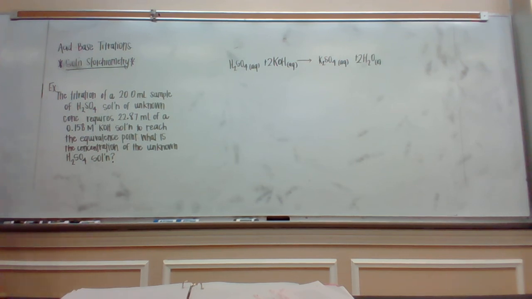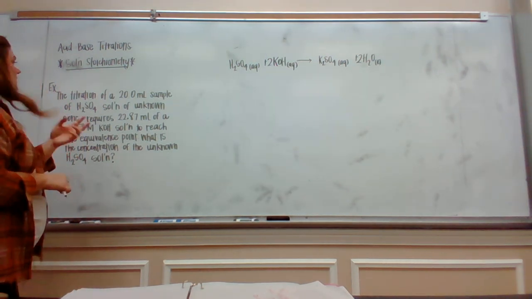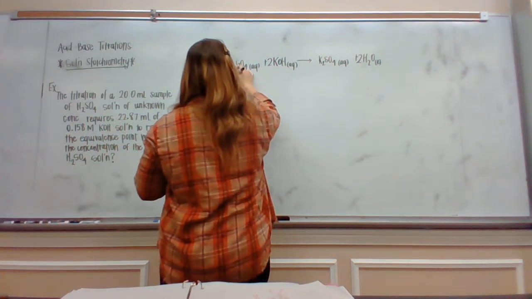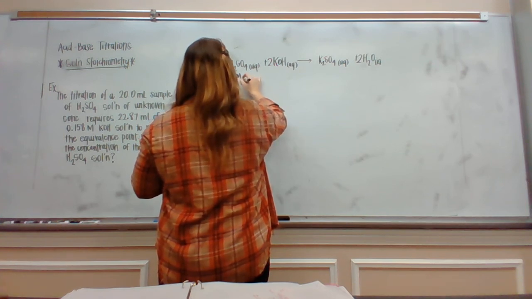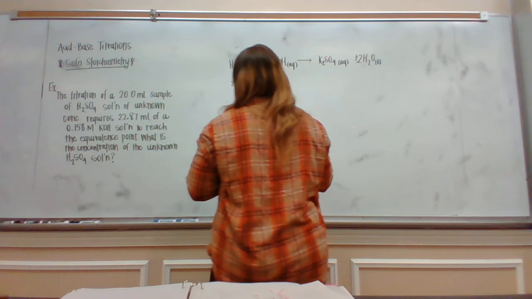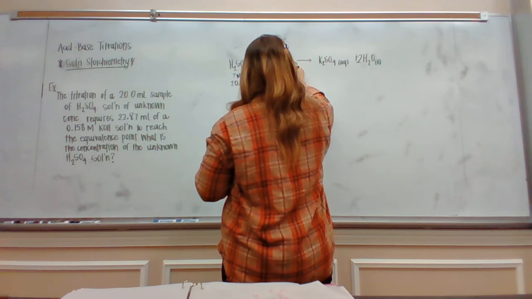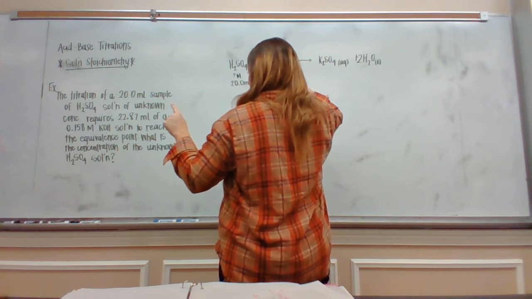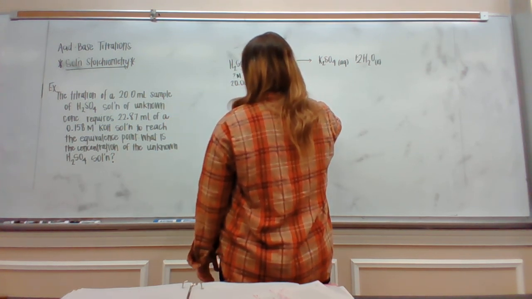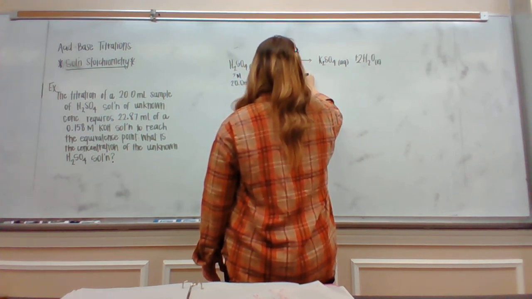Alright, so then I'm going to take my volume and my molarities and I'm going to put them under the corresponding reactants. So we don't know the molarity of the H2SO4. We do know that we're going to use 20 milliliters of it. Then we know that the KOH is 0.158 molarity, and we're going to use 22.87 milliliters.